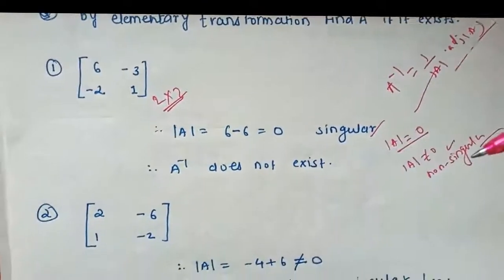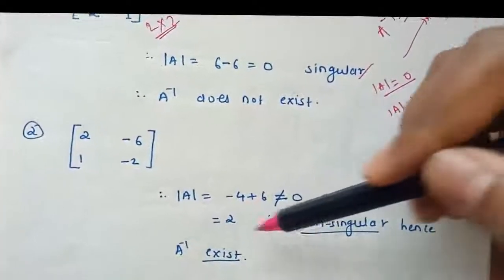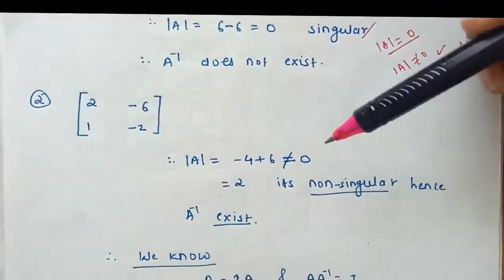Next one, the second example they have given: 2, minus 6, 1, minus 2. This is again a 2 by 2 matrix. Find the determinant, it is not coming equal to 0. It's 2, it's non-singular, so I can find the inverse of the matrix.